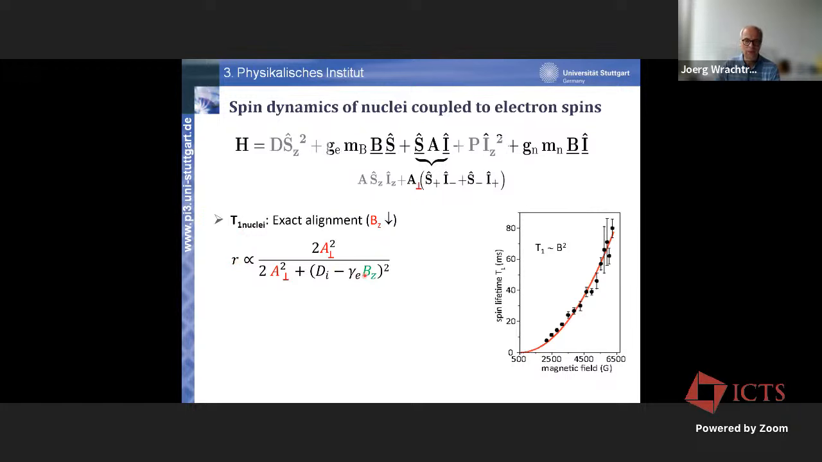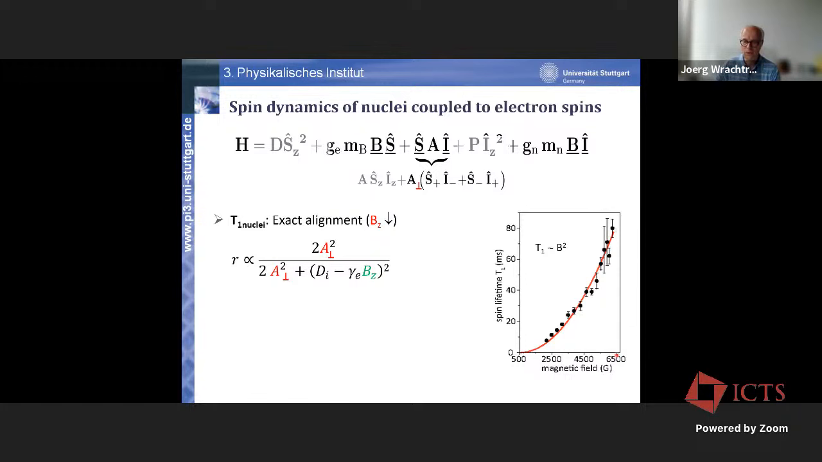So at high magnetic field, if you look at the nuclear spin relaxation time as a function of magnetic field, you see that there is this quadratic increase. This is what you expect from first order perturbation theory. So the larger your external magnetic field is, the slower the nuclear spins change their quantum state.